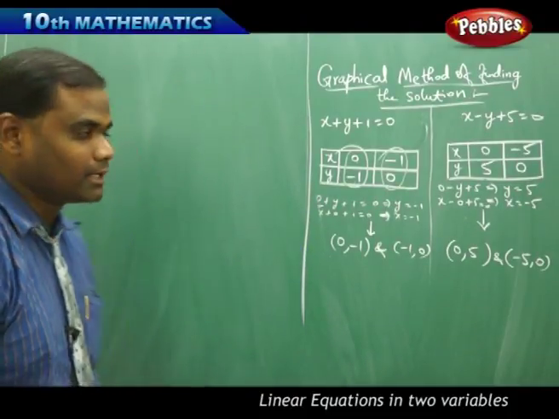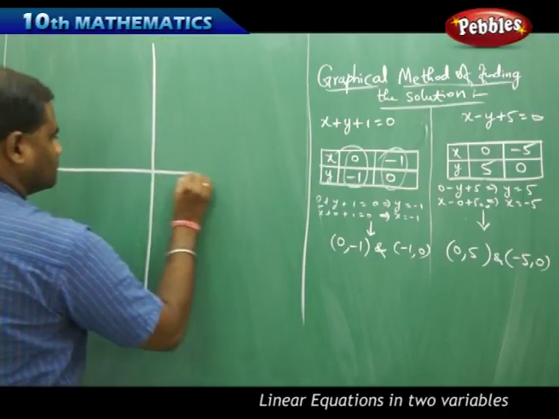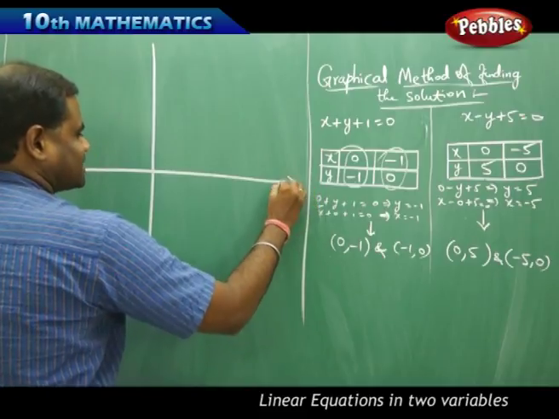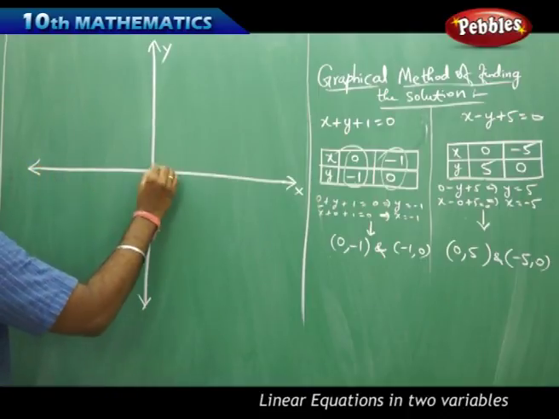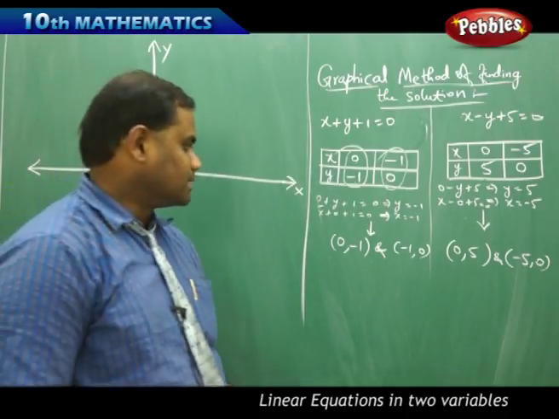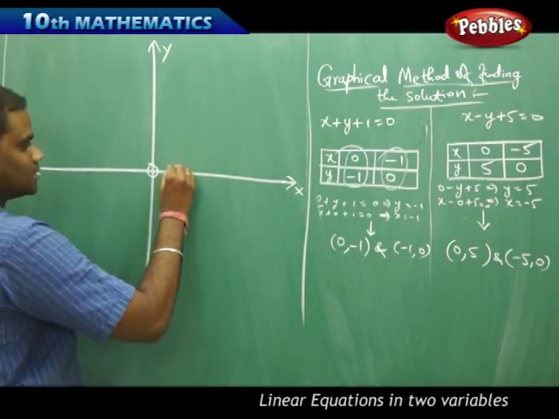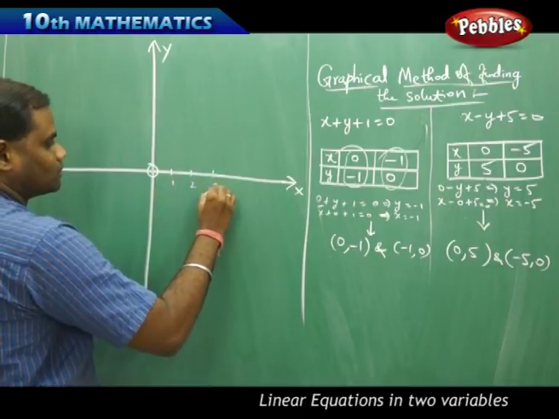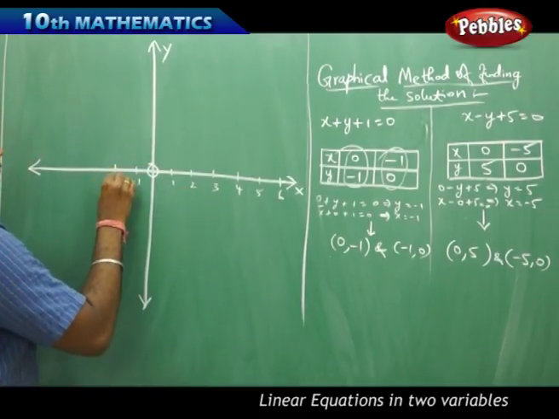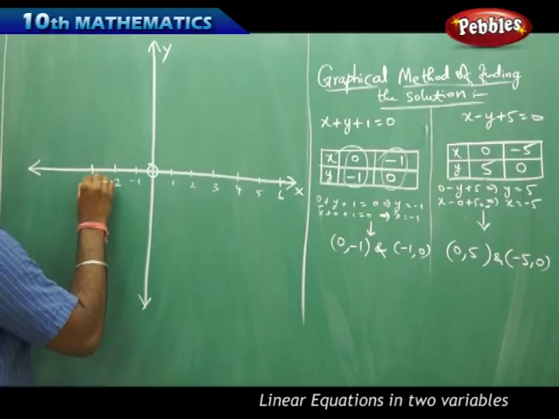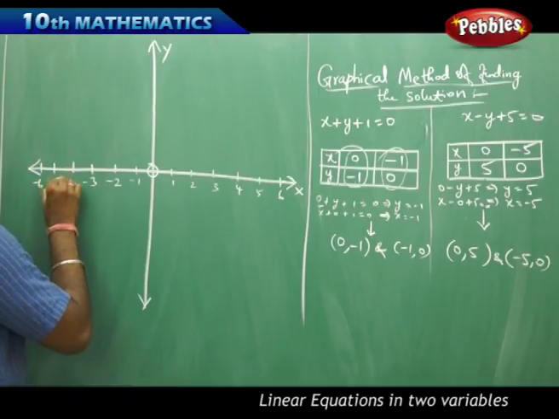So let's take a real XY coordinate system. This is the x-axis and this is the y-axis, and this is the origin, from where I take the straight line with points plotted. Therefore, I take the scaling on the x and y-axis, starting with 1, 2, 3, 4, 5 and 6, etc., and then -1, -2, -3, -4, -5 and -6, etc.